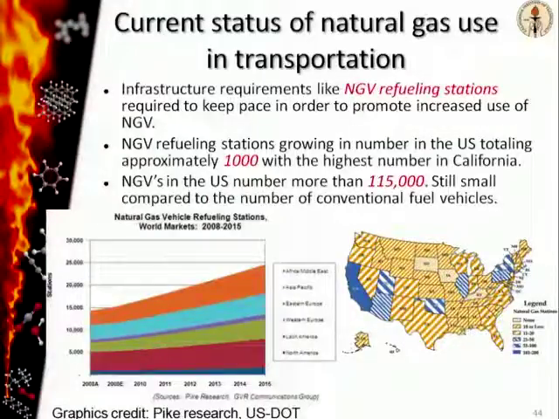You find that in the United States, there's been only a very slow growth in the number of natural gas vehicle refueling stations, as compared to the rest of the world. But there are still about 1,000 refueling stations, with the highest number here in California. And the number of natural gas vehicles currently in the United States is about 115,000, but it is still very small as compared to the number of vehicles that burn conventional fuel, which is numbers in the hundreds of millions.